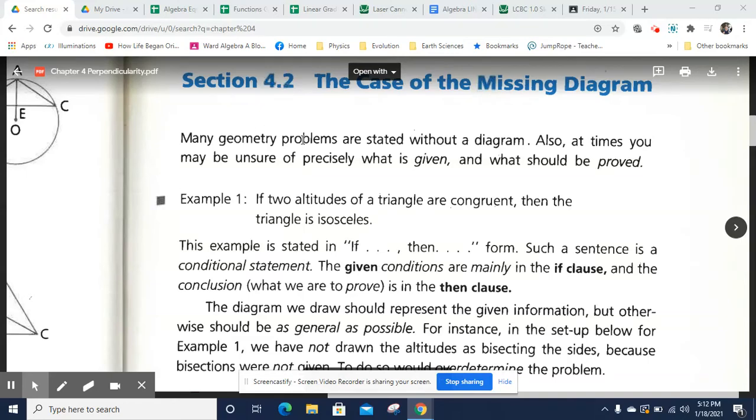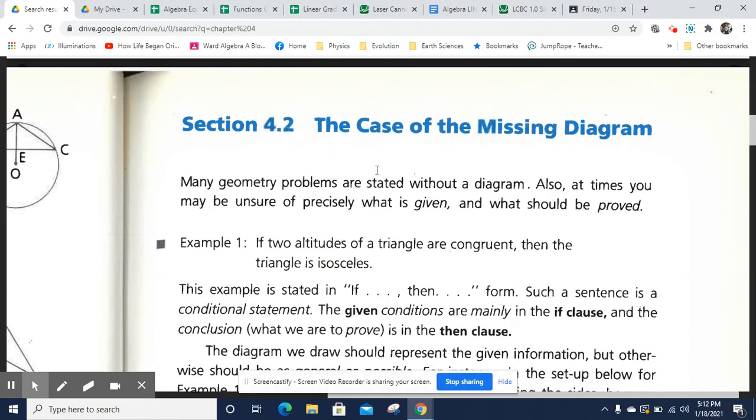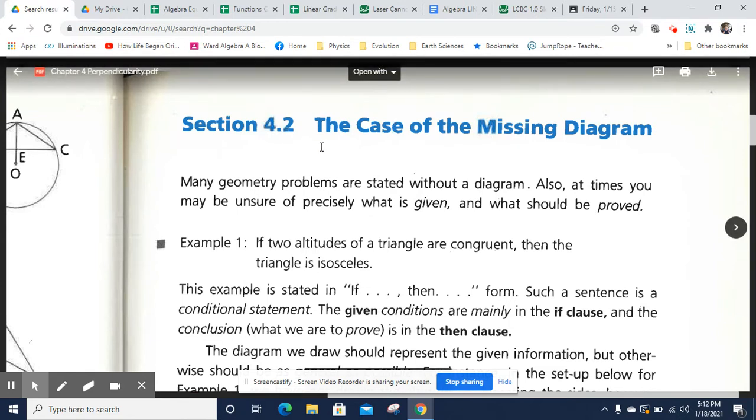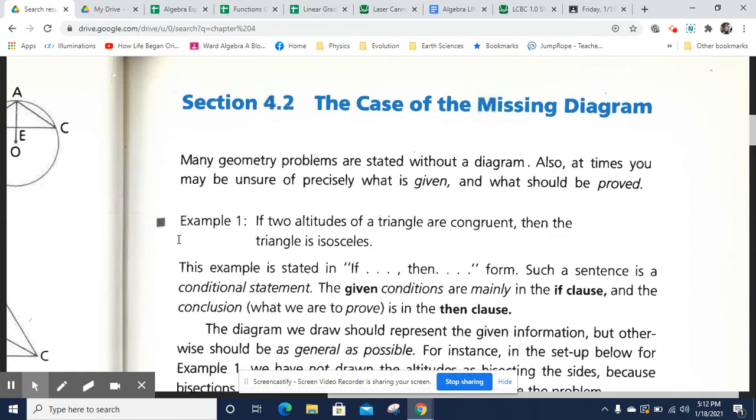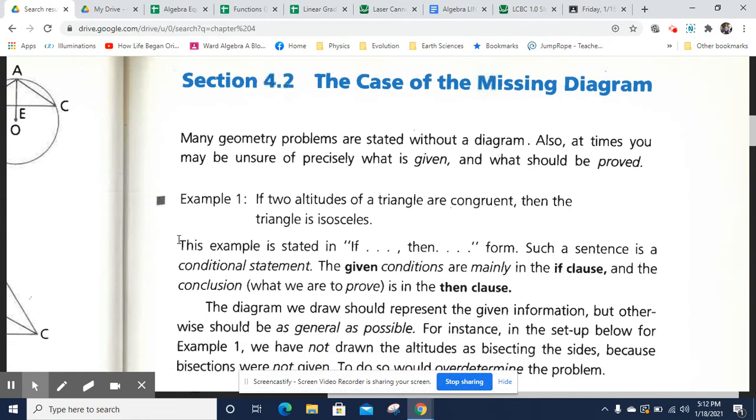I'm going to talk about section 4.2, the case of the missing diagram. The key element is you're going to be given proof situations where you're not given a drawing, and you're going to have to draw the drawing. Please make it general. Do not add any extra stuff, and these will remind you a bit of locus problems. So here's our first example.